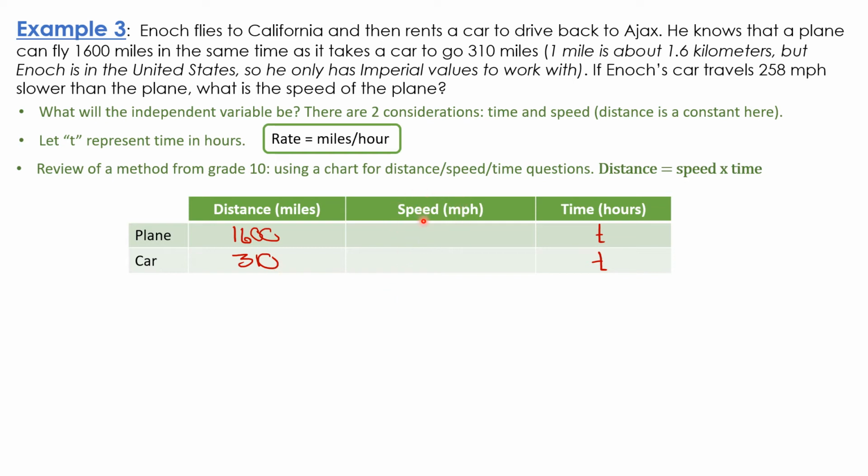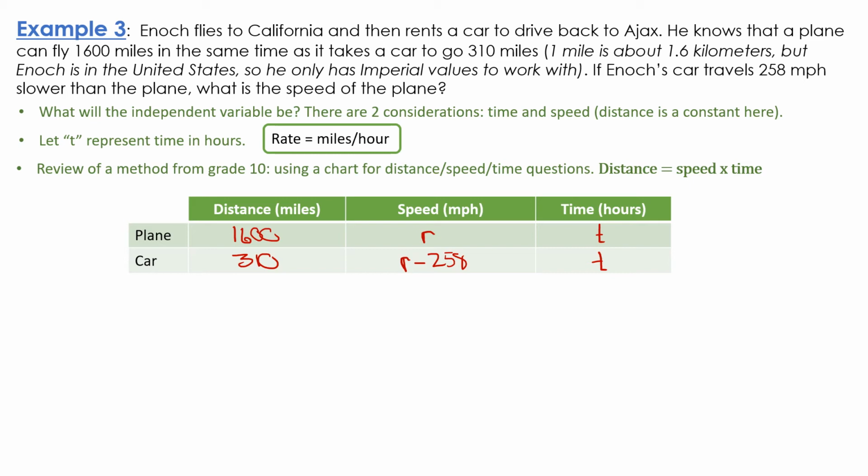Now what about speed? Looking up at the question, the only information I have about speed is right here. The car travels 258 miles per hour slower than the plane. So I'm going to have to bring another variable in here. I don't want to use S because S looks like a 5, so let's use R for rate. So the speed of the plane, we'll call that R. That means the car is slower than that, 258 miles per hour slower than that. So we have a lot of variables here with this chart method, but that's okay.